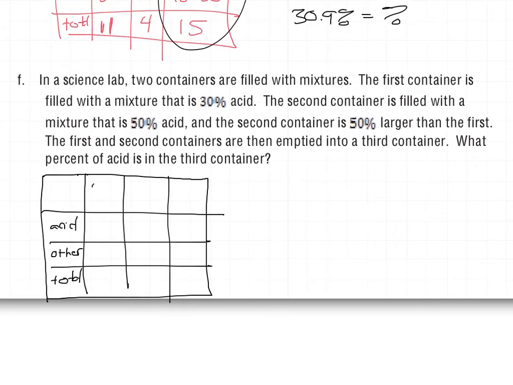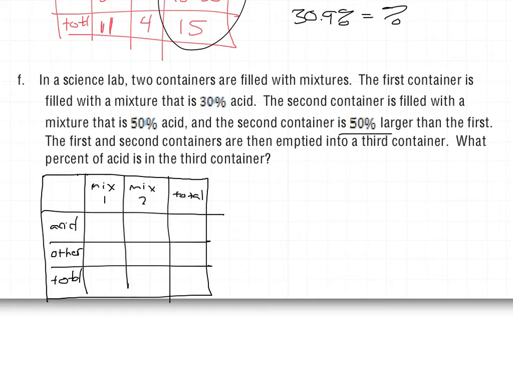and we have mixture 1, mixture 2, and our total. So looking at this, we have our acid. The first container is 30% acid. It actually doesn't tell me how much it is. The second container is 50% acid, and the second one is 50% larger than the first.